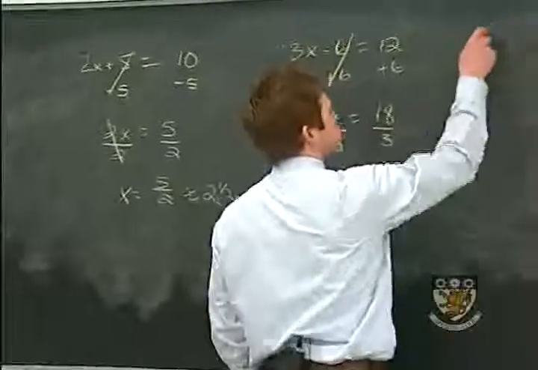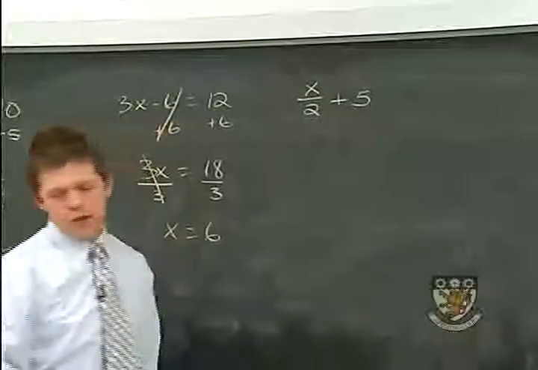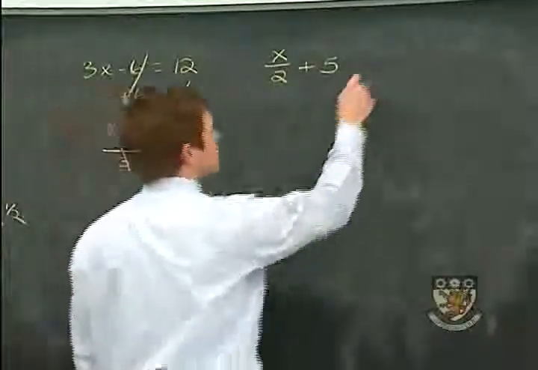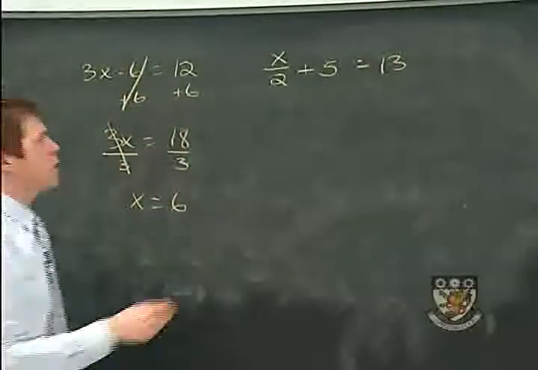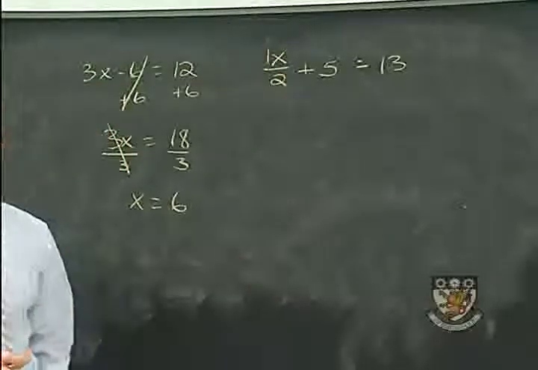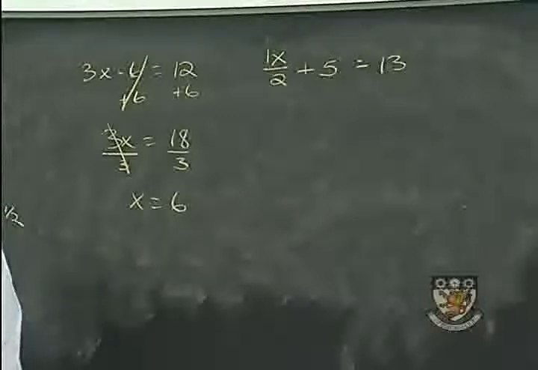If I have a question with a fraction in it, x over 2 is the same thing as 1/2 of x. There is an understood 1 right here as a coefficient. So you may sometimes see it as 1/2 x or x over 2. They mean the same exact thing.